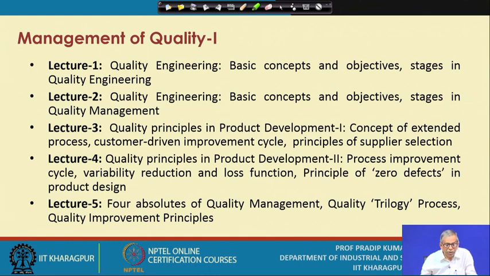Lecture 4, quality principles in product development, part 2, process improvement cycle, variability reduction and loss function, principle of zero defects in product design. And in lecture 5 I will be covering 4 absolutes of quality management, quality trilogy process, and quality improvement principles. So this will be the broad coverage under management of quality part 1.